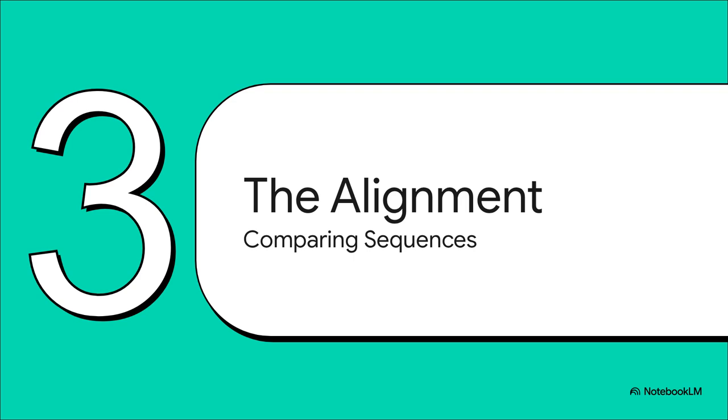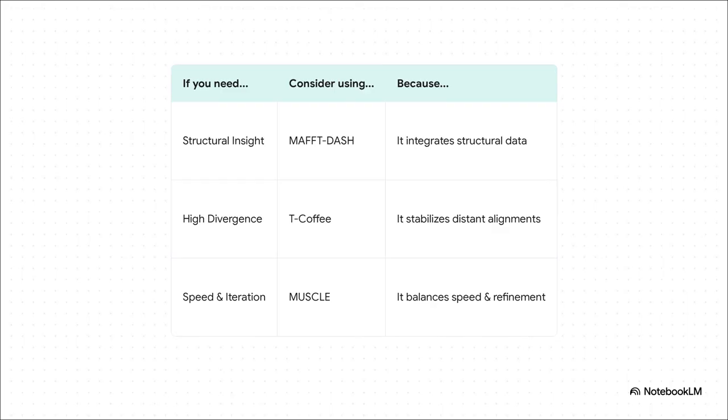The multiple sequence alignment, or MSA. The entire goal here is to carefully line up all of our sequences so that we're comparing apples to apples, right? We're trying to figure out which specific positions or residues in each sequence actually share a common evolutionary origin. And not all alignment tools are created equal. The best one for you totally depends on your specific question.